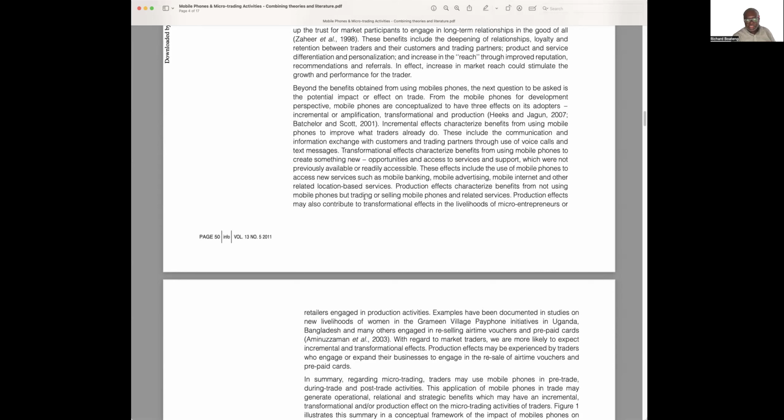For example, it's been documented in the studies on new livelihoods of women in Grameen village payphone initiatives in Uganda, Bangladesh, and many others engaged in reselling airtime vouchers and prepaid cards. With regard to the market traders, we are more likely to expect incremental and transformational impacts. Production effects may be experienced by traders who engage or expand on businesses to engage in resale.